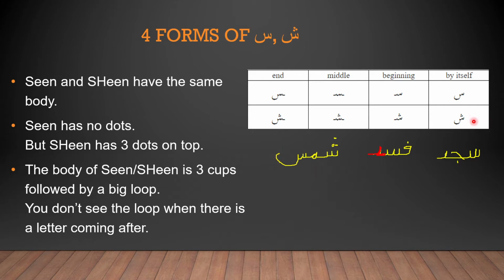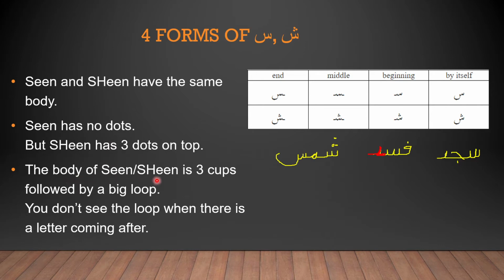In the original form, or by itself version, the body of Seen and Sheen are very similar. The only difference is the dots. So even in each form, we can see that the Sheen looks very similar to Seen. However, the only difference we can see is the dots. So please be attentive to the dots in the Arabic alphabet. It's extremely important. You cannot differentiate the letter if you don't know the placement of its dots. Okay? So Seen has no dots, as I've told you, but Sheen has 3 dots on top.